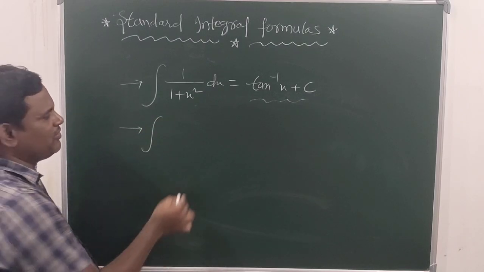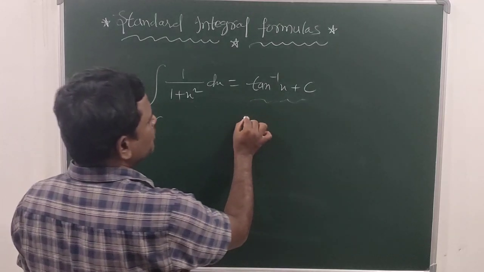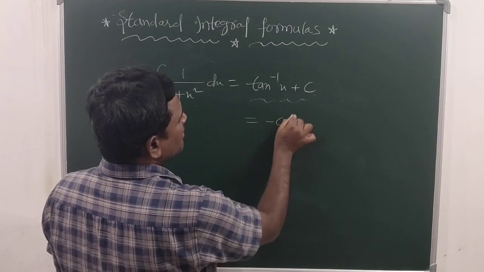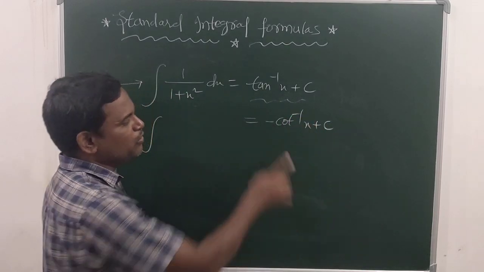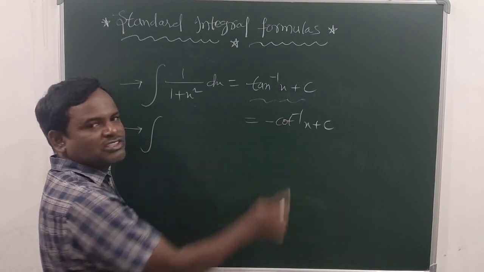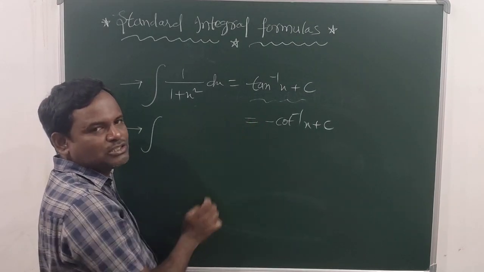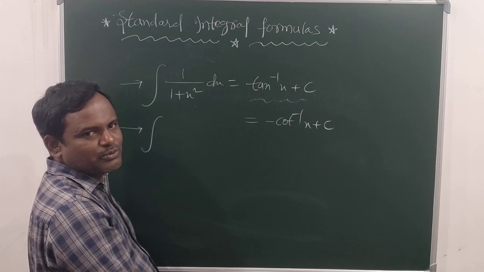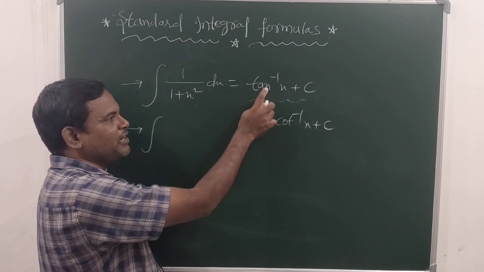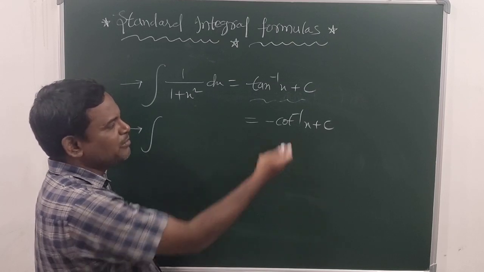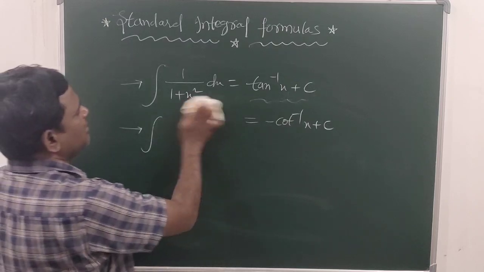Now, students, even this can also be written as minus cot inverse of x plus c. Because if you do the derivative of cot inverse of x, you know it is minus 1 by 1 plus x square. That minus into this minus will become positive. Hence, integral of 1 by 1 plus x square will be tan inverse of x. Otherwise, it can be written as minus cot inverse of x. Right?